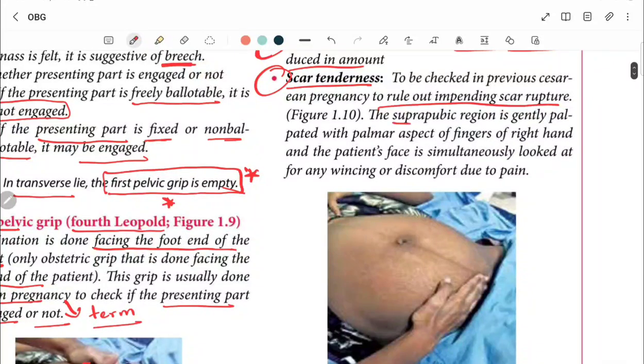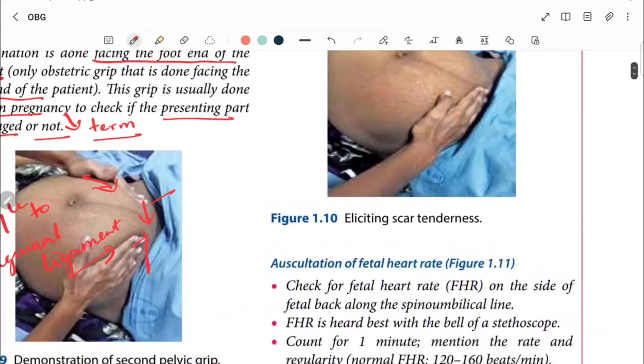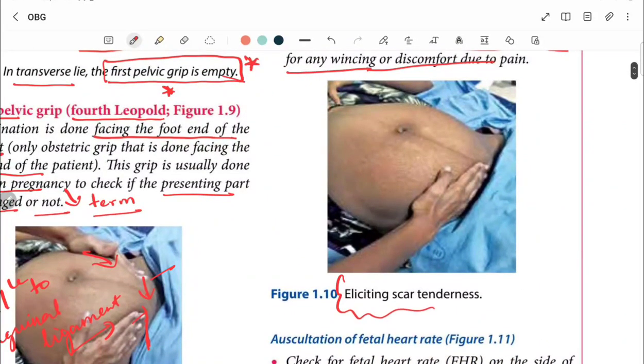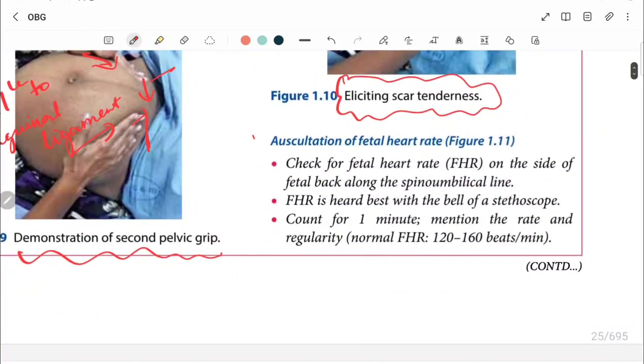The suprapubic region is gently palpated with the palmar aspect of the fingers of the right hand, and the patient's face is simultaneously looked at for any wincing or discomfort due to pain. So this is eliciting scar tenderness. Now next, coming to auscultation of the fetal heart rate. How will you auscultate for the fetal heart rate?